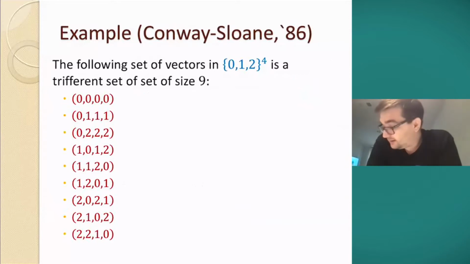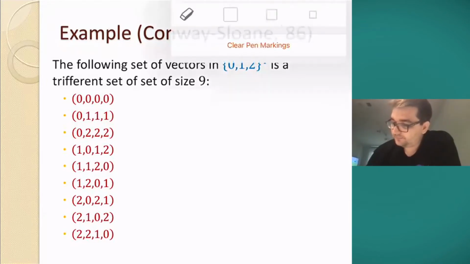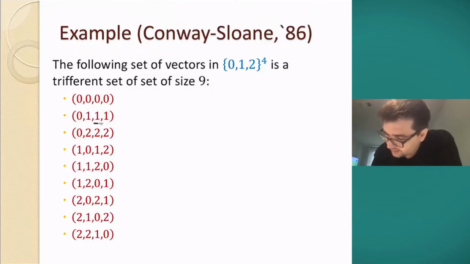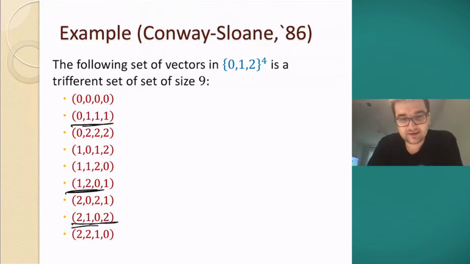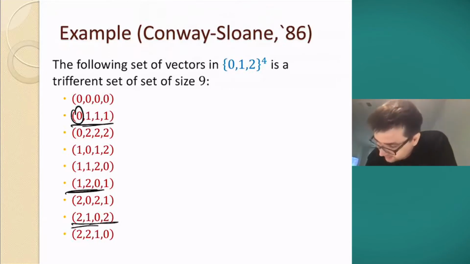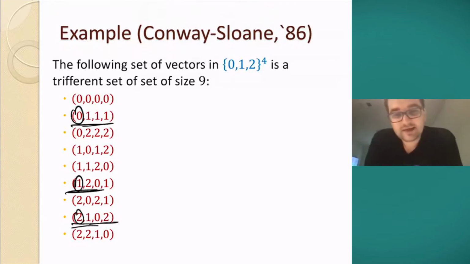But here's one, a non-trivial one in 4 dimensions. So this is a family of size 9 that has this Trifference property. Namely, if you pick your favorite 3 vectors in this list, the second one, let's say, anything you wish, then you can really spot easily some coordinate where the values are distinct. Let's say the first one in this case. So this is a concrete example. It's kind of an interesting one.